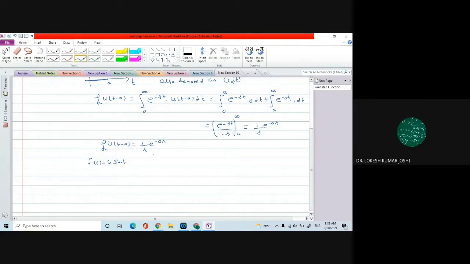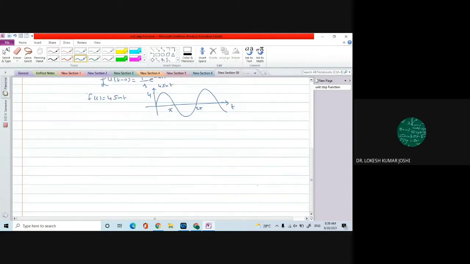If we draw its graph, it will be like this. This value will be 4. This one becomes pi, 2 pi, t, and this is 4 sin t. Now, if we multiply this function with some unit step function, then what will happen?